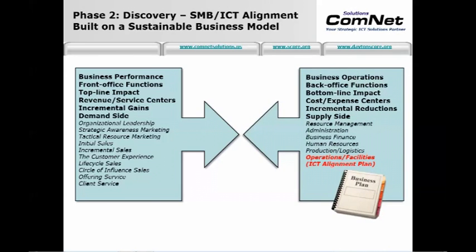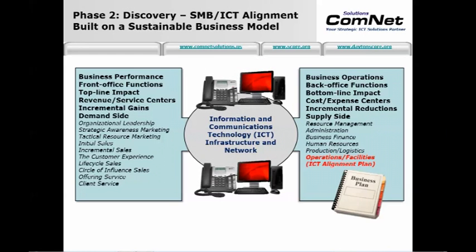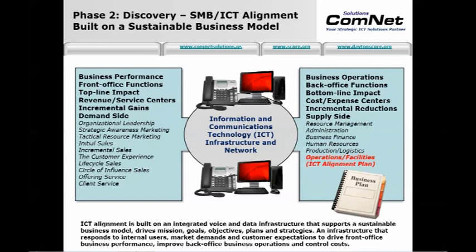Over on the right, you have what we call the back office or business operations. That's your bottom line impact, cost, expense centers, savings, cost reductions, prevention, and so forth. Here you have human resources, business finance, and so forth. And here is where in your business plan under operations and facilities, you would identify your ICT and network alignment plan. So what we're saying here is that the information and communication infrastructure and network needs to support this balanced business model.